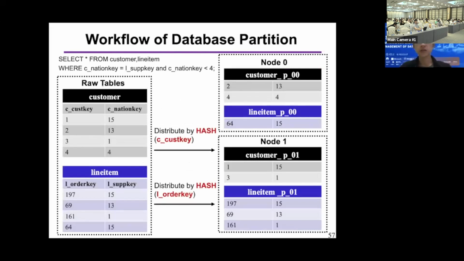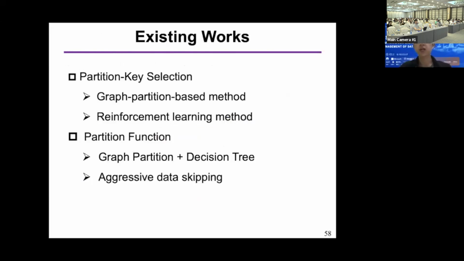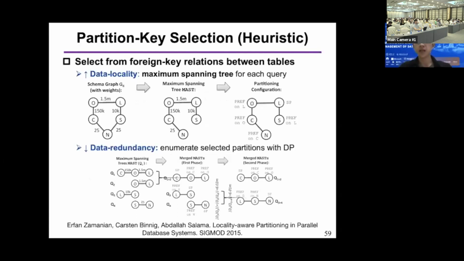So database partition is to select columns as a partition key for each table and use the partition keys and the partition functions to locate the rows of those tables into different partitions to achieve higher execution performance. In the following, we'll separately introduce existing works in partition key selection and partition function design.